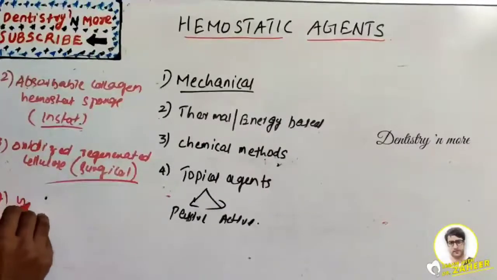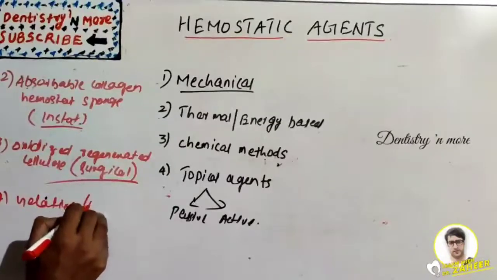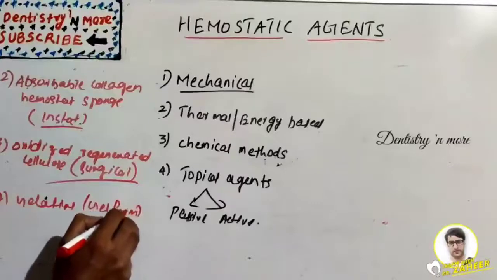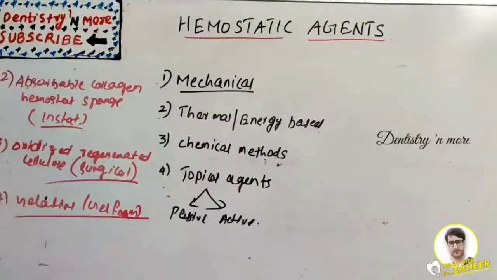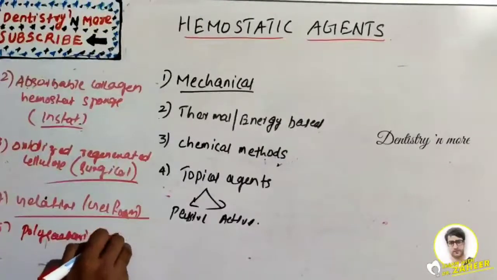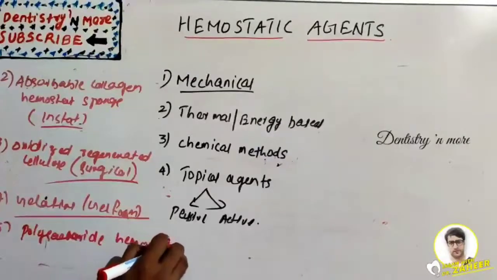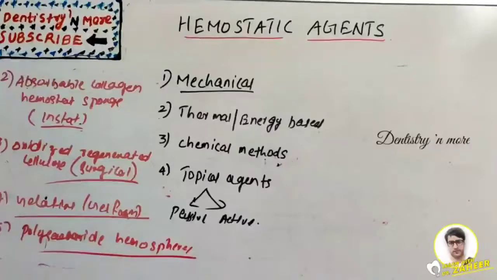Then we have the gelatins, or gel form. These are derived from purified bovine gelatin solutions. It can be used in dry or wet form. It conforms easily to wounds and therefore can be used for irregular wounds. Then we have polysaccharide hemospheres. Okay, this is derived from vegetable starch and contains no human or animal component. So these are the passive topical agents.